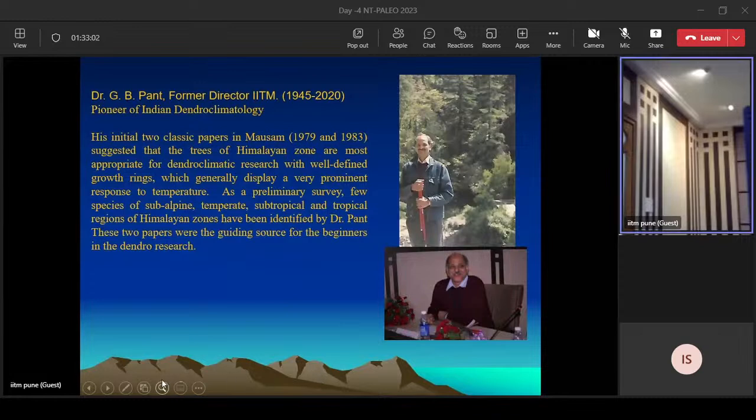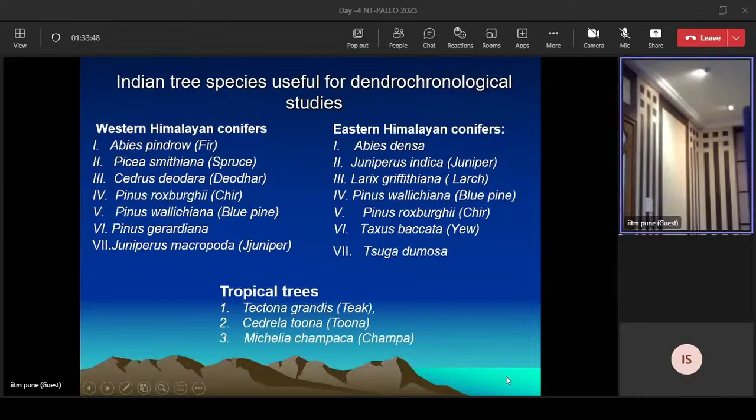Dr. Pant is a former director of IITM, and he is a pioneer of Indian dendrochronology. He initiated 2 classic papers in Mausam, suggesting that the trees of the Himalayan zone are most appropriate for dendroclimatic research with well-defined growth rates, which generally display a very prominent response to temperature. As a primary survey, a few species of subalpine, temperate, subtropical and tropical regions of Himalayan zones have been identified by Dr. Pant. These 2 papers were the guiding source for beginners in dendro research. These are the Indian species useful for dendroclimatic studies. From Western Himalaya and Eastern Himalaya, most of the conifers are there. And from the tropical region, teak is a very potential species for monsoon reconstruction.